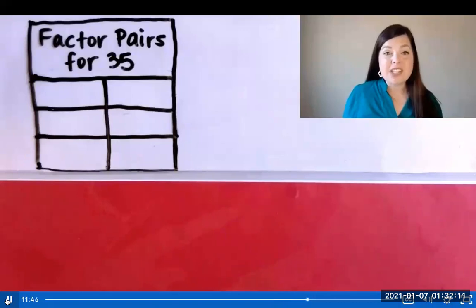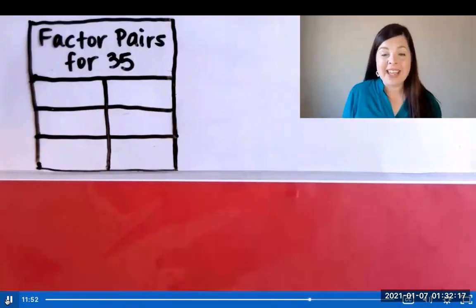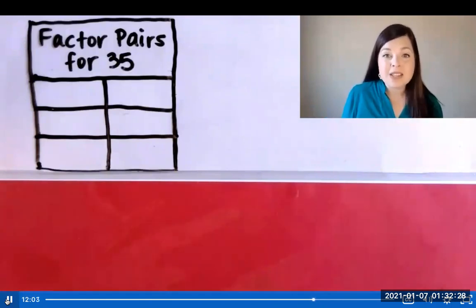Let's try another one. But this time we're going to use a table to record the factor pairs. So pause the video, draw a table like mine, and then come back and we'll find the factor pairs for 35. Now, at any time, as we're finding the factor pairs for 35, if you need to, feel free to pause the video and use a strategy such as skip counting or drawing an array to help you.